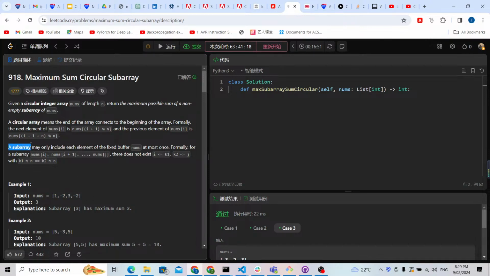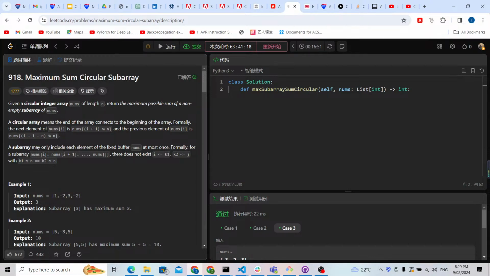Yeah, but here is something else. The subarray may only include each element of the fixed buffer nums at most once. Yeah, so this means an element, for example this minus 2, cannot be included 2 times. For example, it goes from here and goes around many times. Yeah, it cannot be like that. You can only include this minus 2 one time, and also for the other elements.